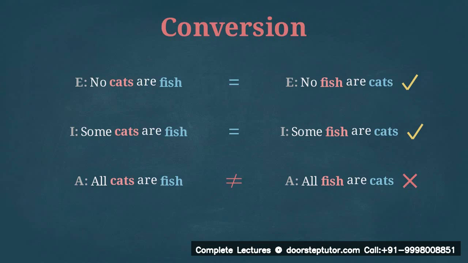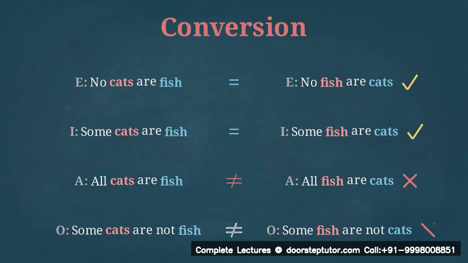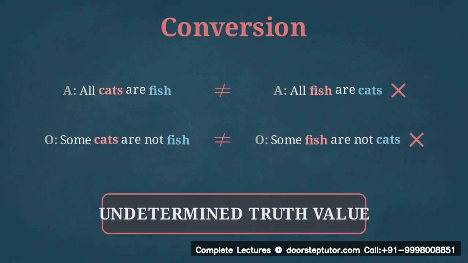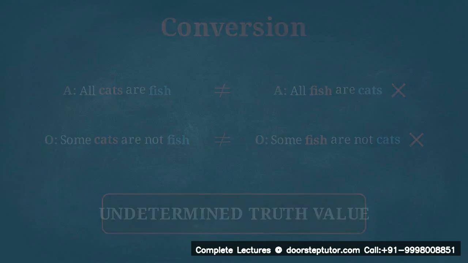However, if you attempt this with an A or O statement, the relationship between the terms changes. In those cases, the truth value of the new statement cannot be guaranteed. We describe the result as undetermined.